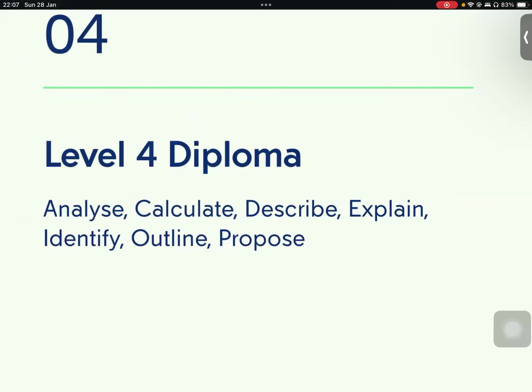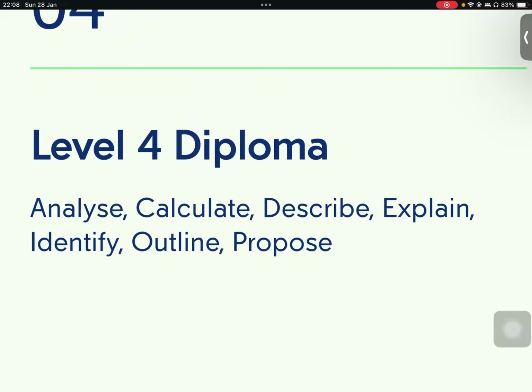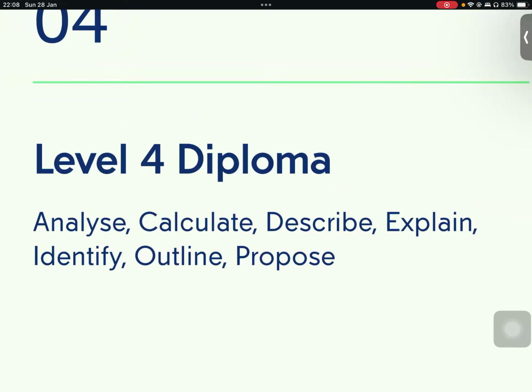Then with level 4, we have describe, explain, identify, outline, and propose. With describe and explain, you need to give the details of something, in a way that is more objective and not so subjective. You don't give your opinion here. Just explain and describe the thing in detail.